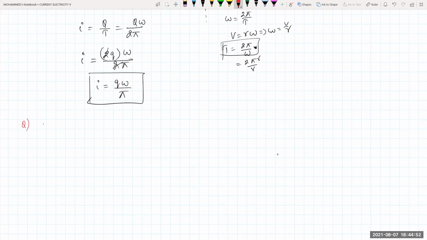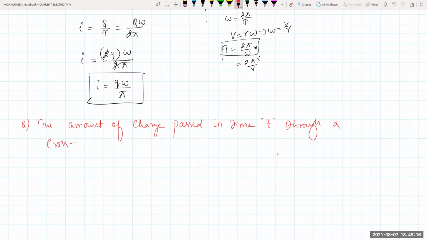The amount of charge passed in time t through a cross section of a wire is Q equals alpha into t minus beta into t square, where alpha and beta are constants.